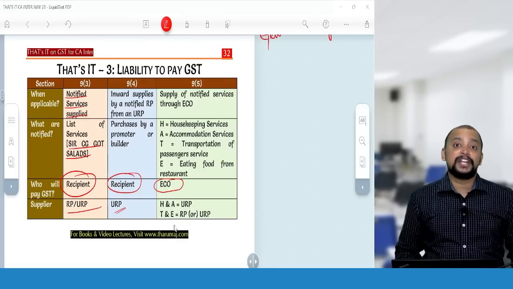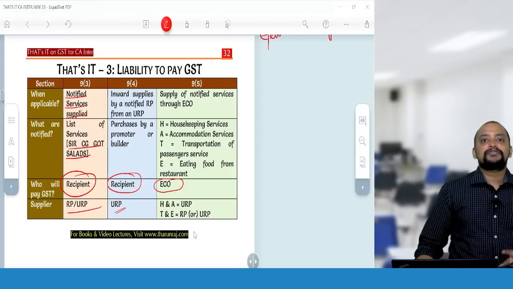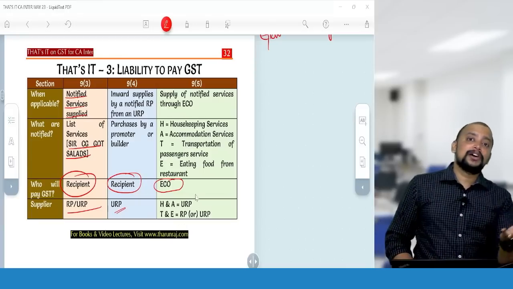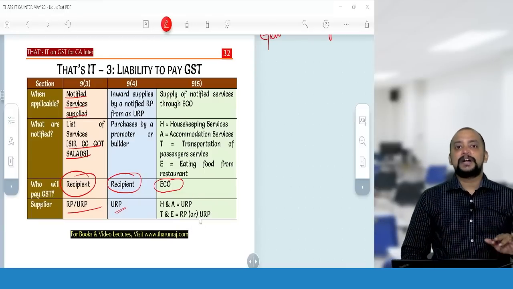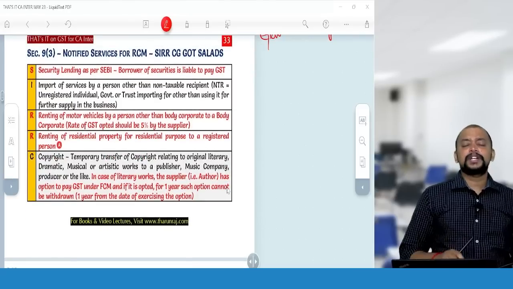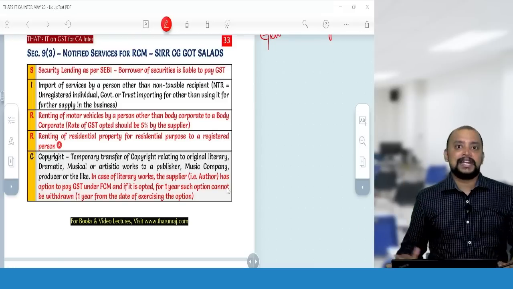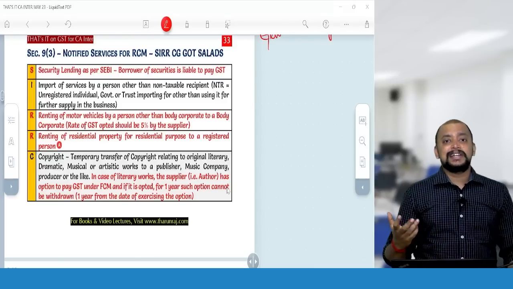Whereas with respect to the next two, that is transportation of passengers by any motor vehicle or eating food from the restaurant, the supplier may or may not be registered. Always it will come under 9(5) notified services. Then what are the notified services for 9(3)? That is Sir CG got salads, where liability to pay GST is on the recipient.